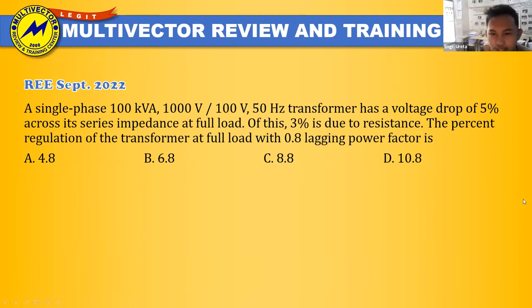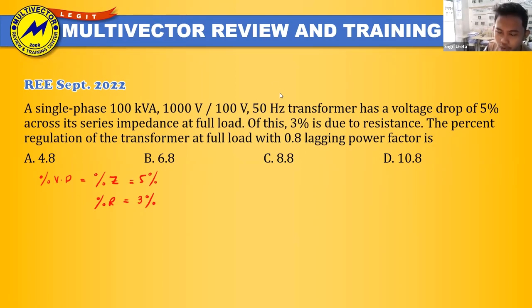A single phase 100 kVA 1000/100 volts 50 Hz transformer has a voltage drop of 5%. Pag sinabi natin voltage drop, our percent voltage drop is actually equal to our percent impedance. Binanggit din dito, of this, 3% are due to resistance. Ang sabi sa problem, the percent regulation of the transformer at full load with 0.8 lagging power factor is blank.